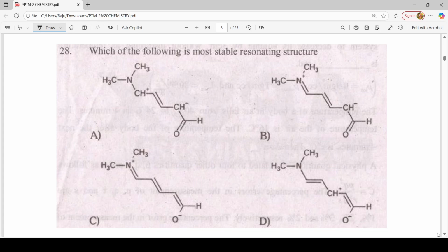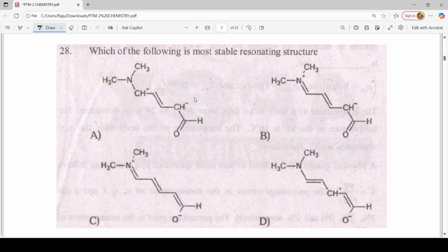First of all, a neutral molecule is more stable. After that, we take the positive charge on the electropositive atom and the negative charge on the electronegative atom, and we check the octet of electrons. All these conditions we are going to see. If there is a charge separation, and the charge separation distance is maximum, that is less stable. If the charge separation distance is minimum, that is more stable. Come to option A.